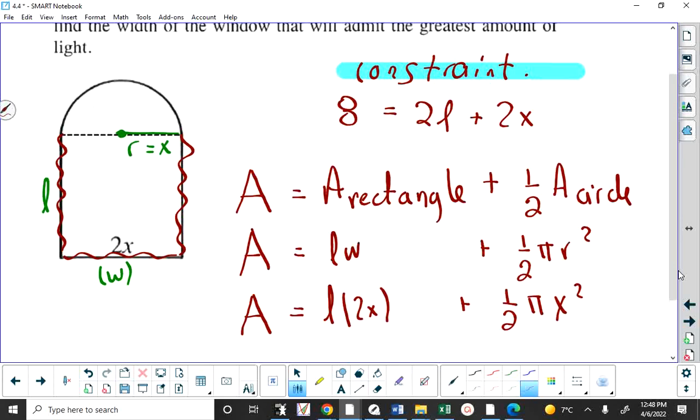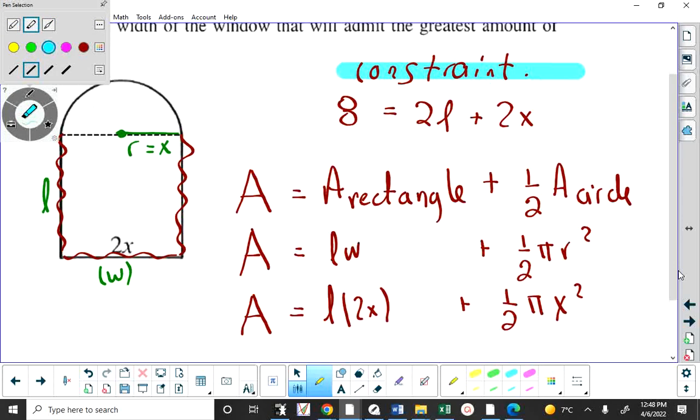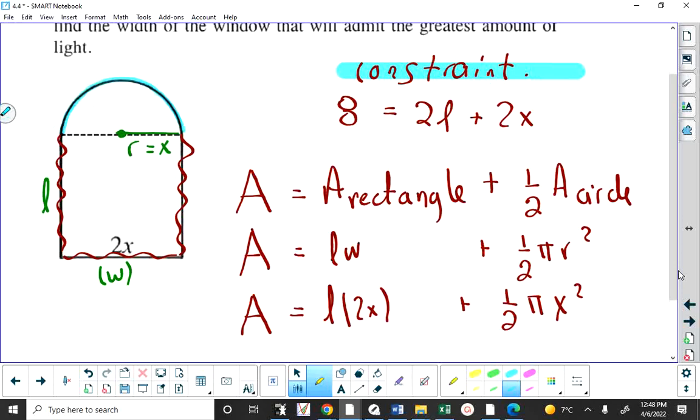And then the other part of the perimeter, I will highlight. The other part of the perimeter is that blue cap, but that's half of the circumference of a circle. The circumference of a circle, and you can look on your formula sheet, there's no need to memorize this, is 2 pi r. So this is one half of 2 pi r. One half of 2 is 1, so that blue arc, the semicircle, is pi r. But r is x. So this is what I mean by a lot of moving parts here. The radius is x.